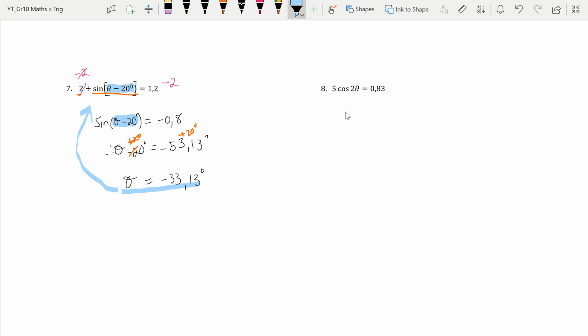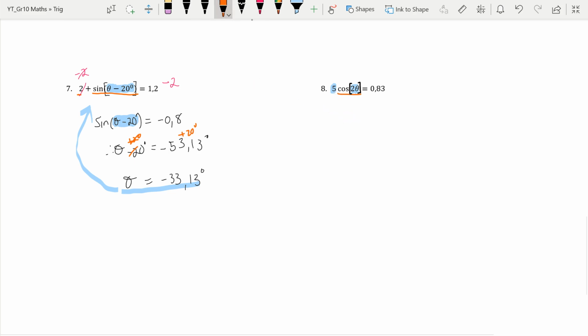Next one, last one. We need to isolate our trig ratio. There it is. Let's see what's going on. We'll have to get rid of that 5 in front that's being multiplied by it. And then that is our angle. It's 2 times theta. We're not going to separate that now. We can't just go and divide that by 2 on both sides. It is the angle. The angle stays together.